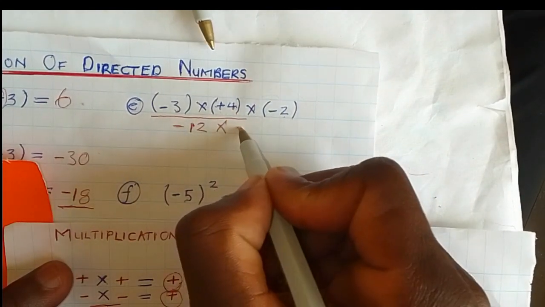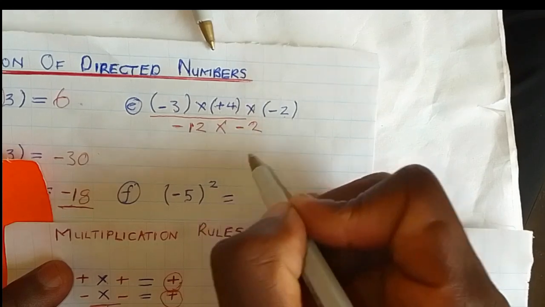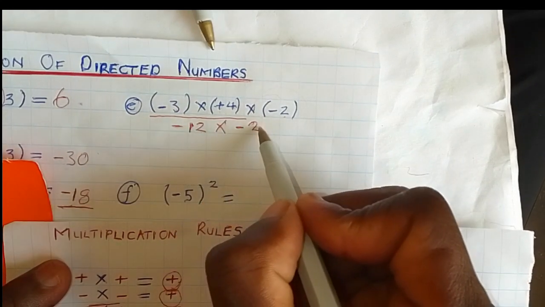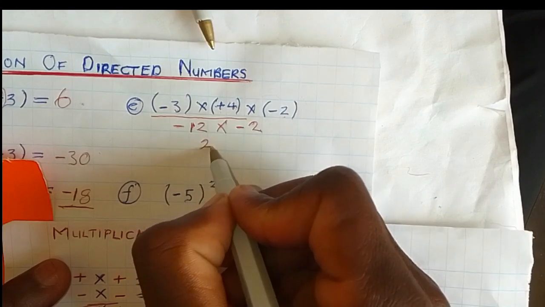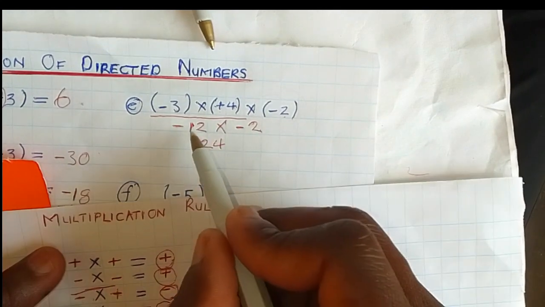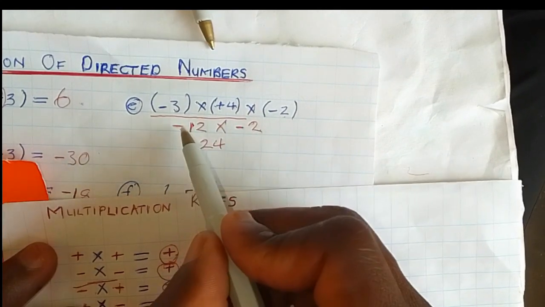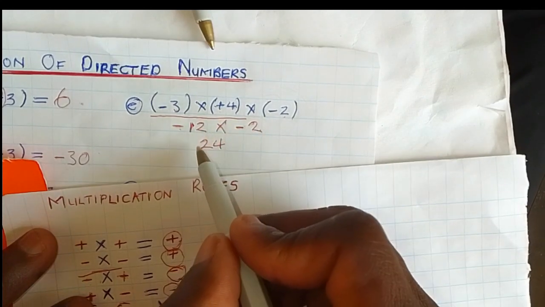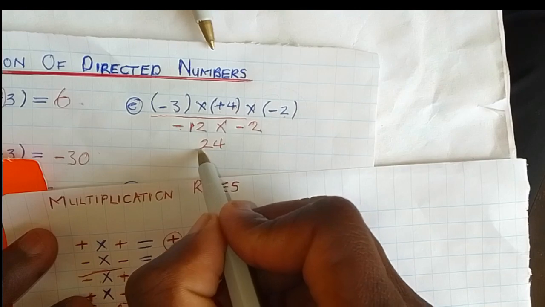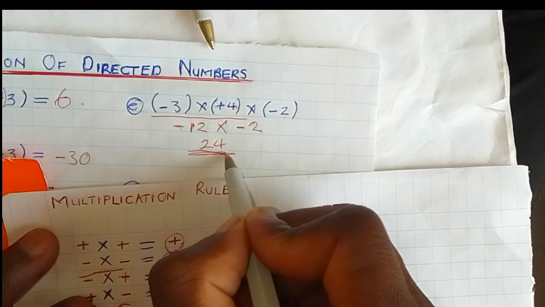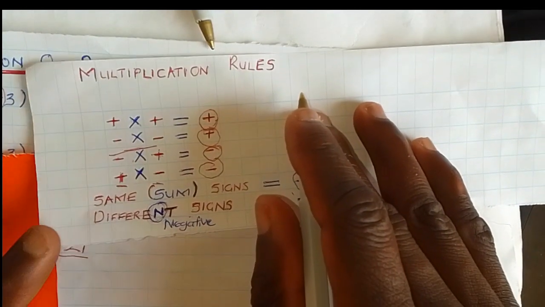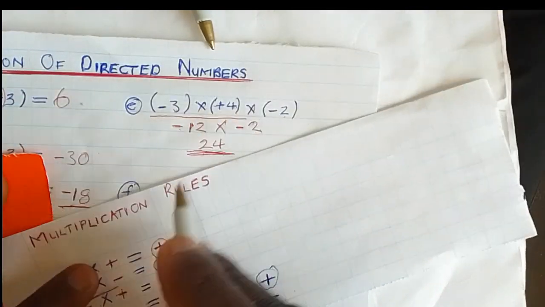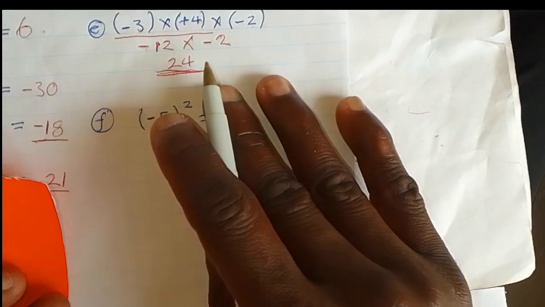Negative 12 multiplied by negative 2. Let's now multiply this. 12 multiplied by 2. The answer is definitely 24 here. Then a negative multiplied by a negative. Remember, same sum, right? If they are the same, the answer will be positive. So we can simply leave it as 24. So the final answer is 24. Don't forget these rules, guys. They are very important for you to be able to multiply directed numbers.